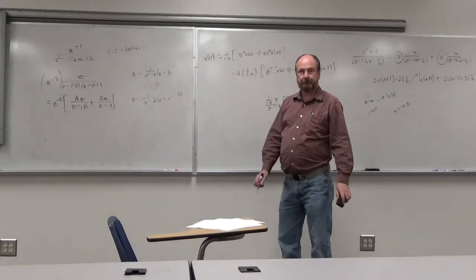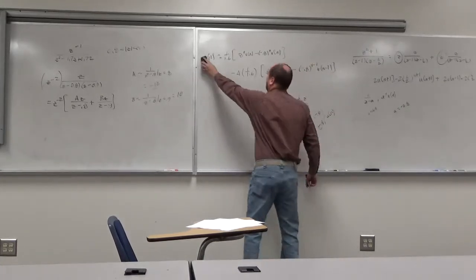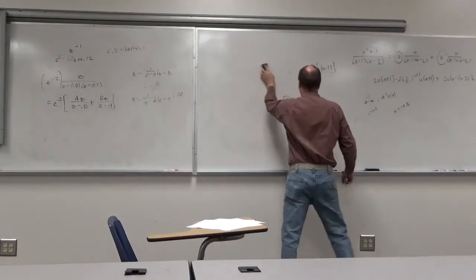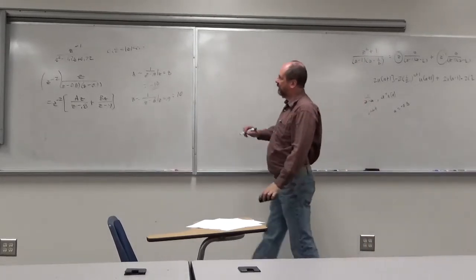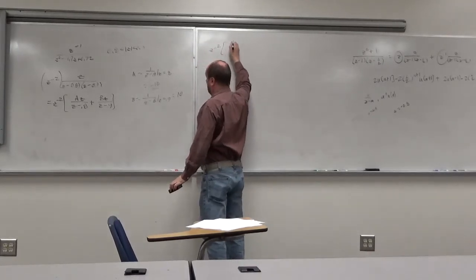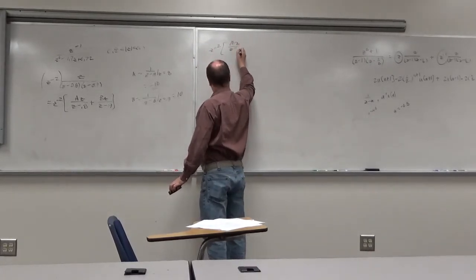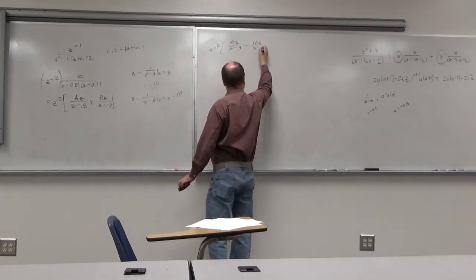Okay. Can I erase this now? Yes. So here's what I've got. z to the minus 2, 10z over z minus 0.9, I'm changing the order, minus 10z over z minus 0.8.